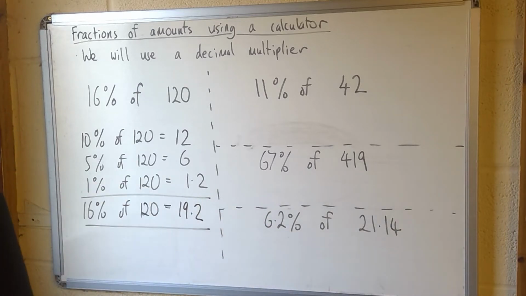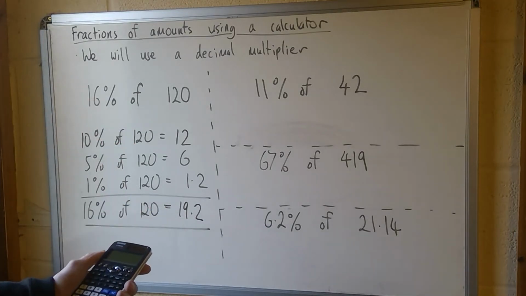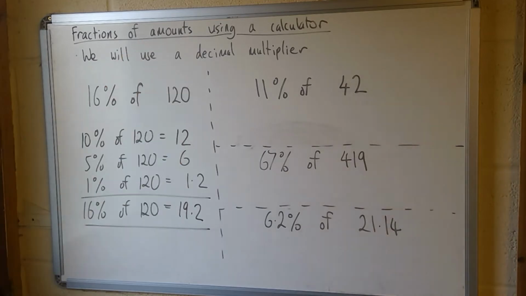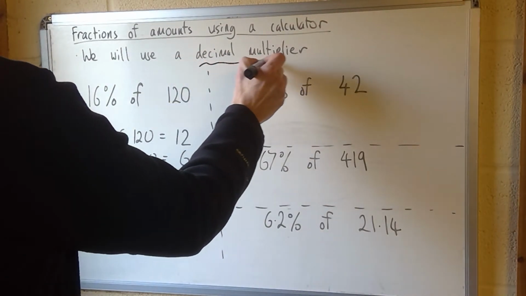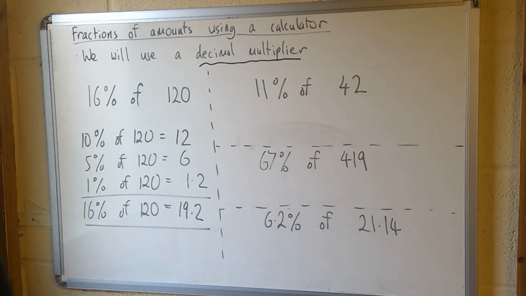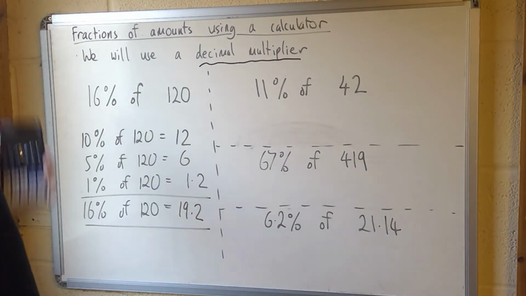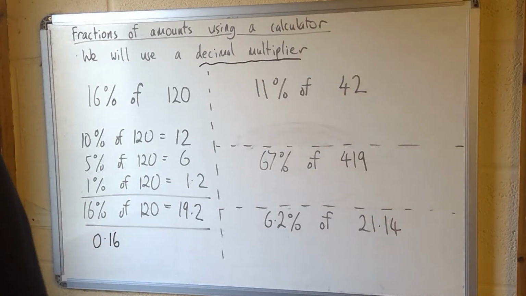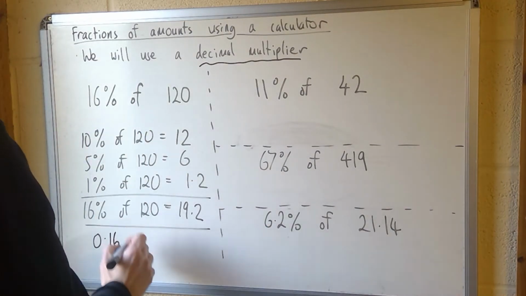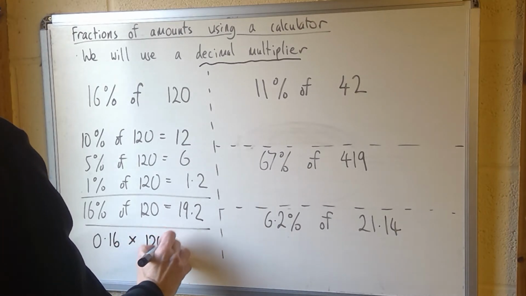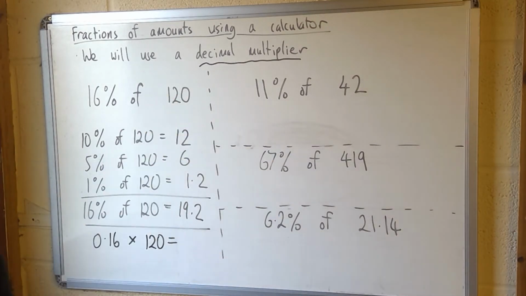And that's a method that I'm sure many of you are familiar with. Now, if you have your calculator, you can still use that method, but there's a much more efficient and quicker method, which is called the decimal multiplier. And what we do is we change the 16% to a decimal. Now we can do that in our head because 16% is 0.16. And then instead of saying of, we can change that to a multiply. And then we simply multiply that by the original amount, 120.